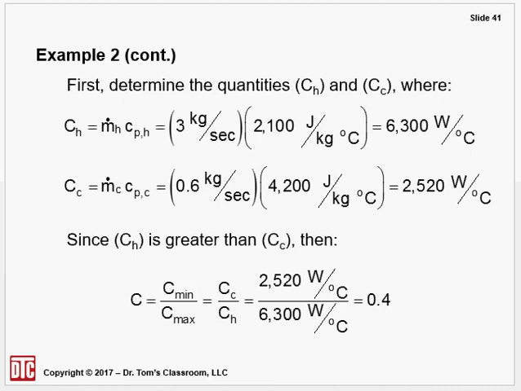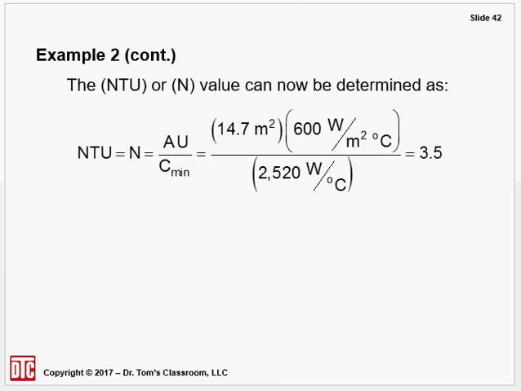Okay, so now we got C. Well, we need NTU. We can calculate N. We've got AU over C minimum. So we got the 14.7 meters squared, the 600 watts per meter squared degree C, divided by the C minimum, 2520 watts per degree C. And again, this is supposed to be non-dimensional. So in the numerator, the meter squared cancels, the watts and watts cancel, and the degree C's cancel as well. So you do end up with something non-dimensional, and this comes out to, again, a nice 3.5. I kind of played with that 14.7 until it worked out between those two. Again, it just makes reading the chart a little bit easier.